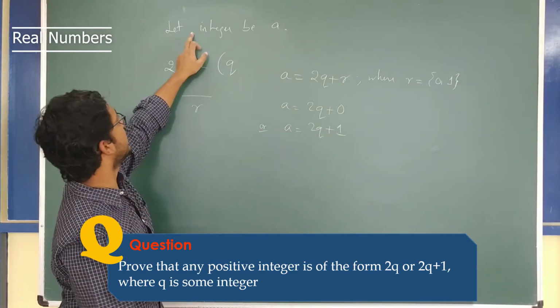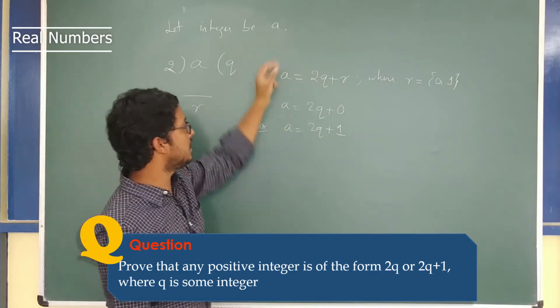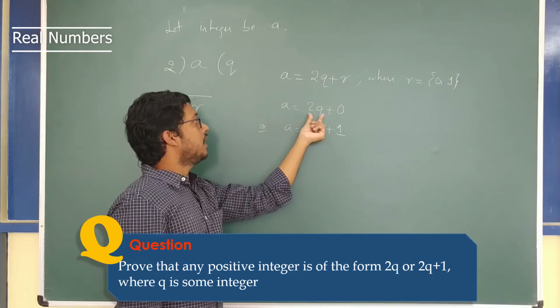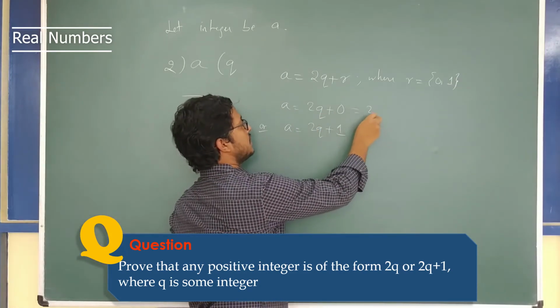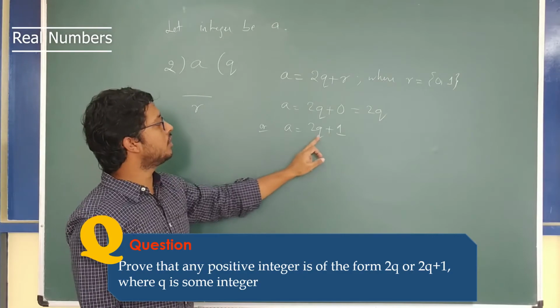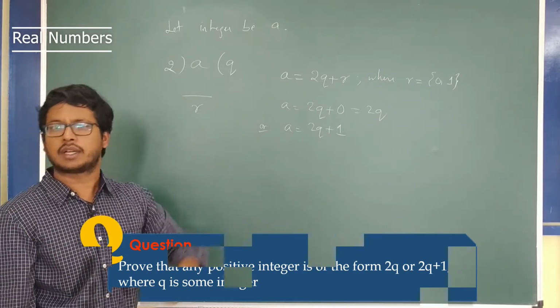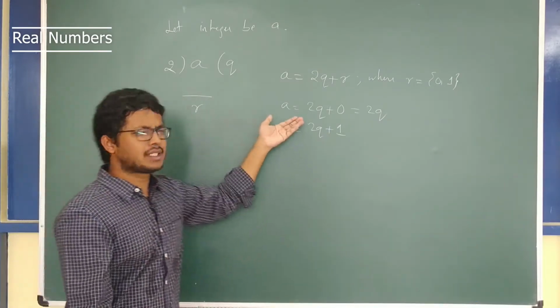Remember, a is any integer. So, for any integer a, it can be either 2 into q plus 0, which is nothing but 2q, or 2 into q plus 1. This is what we wanted to prove. Let us verify what it is trying to say.